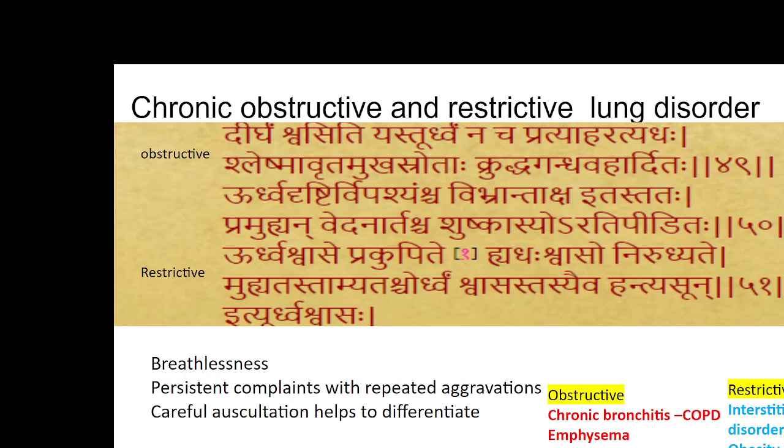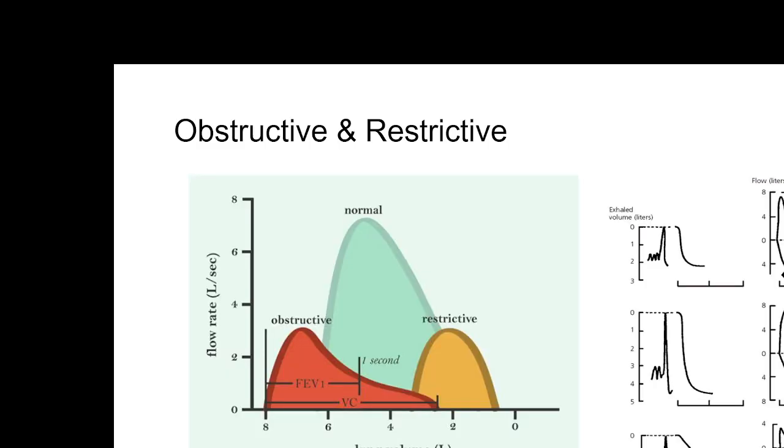Whereas the other way, Pramuhyan Vedanarthascha Shushkasya Aratipiditaha Urdhashwase Prakupini Adashwase Niruddhyate. In such conditions where there will be a restriction, the patient may be able to breathe in, but breathing out, expiration, would be difficult, and there will be more effort of expiration. The accessory respiratory muscles will come into picture there, and that's a sign of the restrictive pathology. Muhyata Tanyatascha Urdhvam Shwasaha Tasyaiva Hantyasun Iti Urdhashwasaha. That's about the clinical features of the Urdhashwasa.